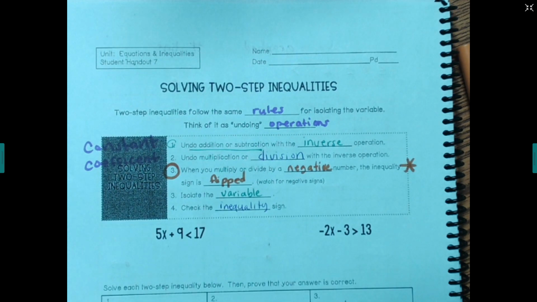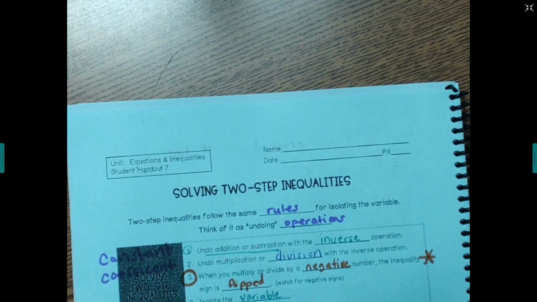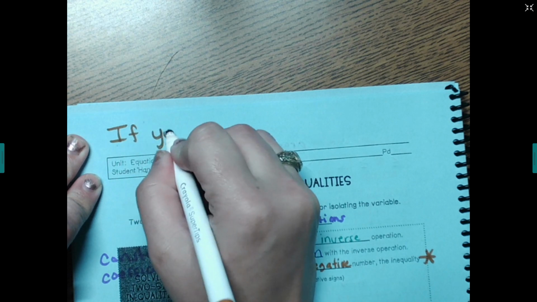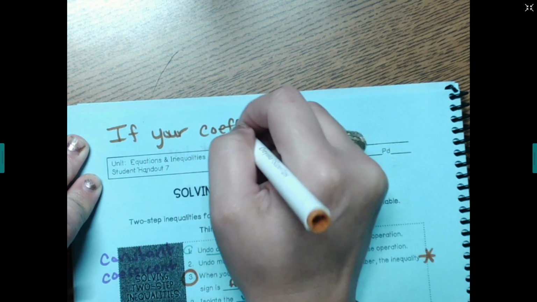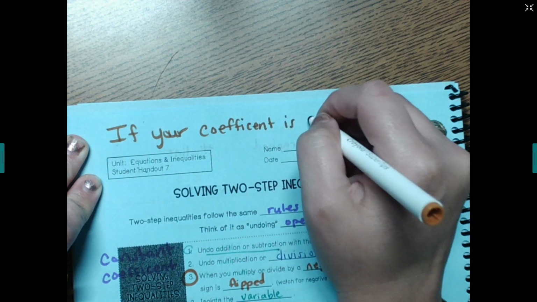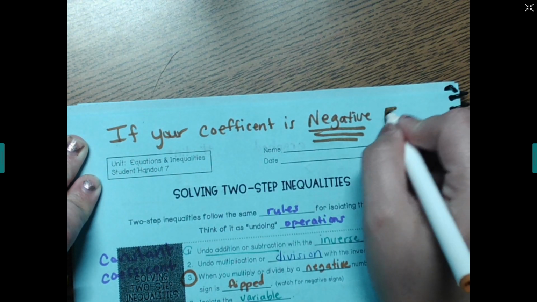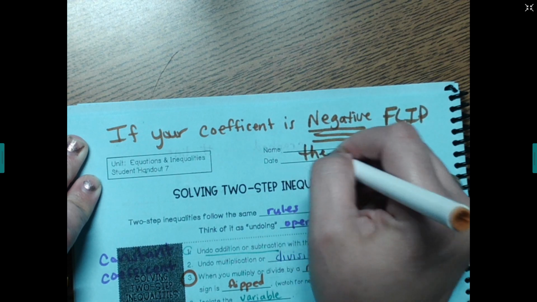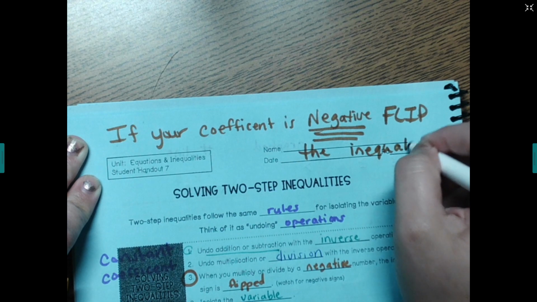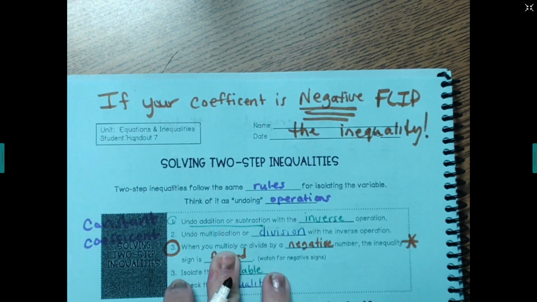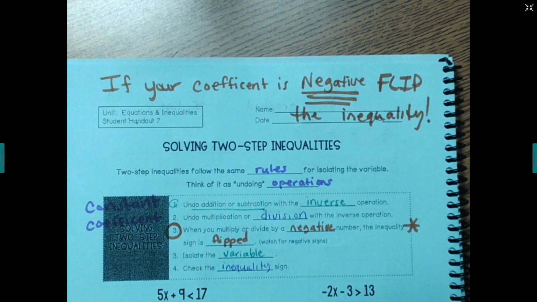At the top, I want to write this really big: if your coefficient is negative, you're going to flip the inequality. I'll give you some examples, but that's what we're going to do. If the coefficient is negative, flip. So you can look at the problem and decide immediately if you need to flip before you even do any math.